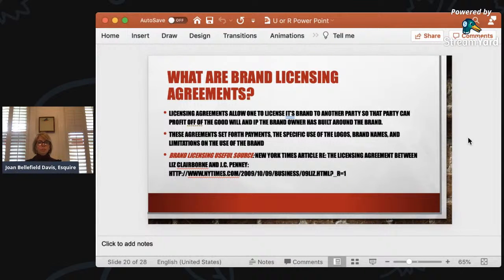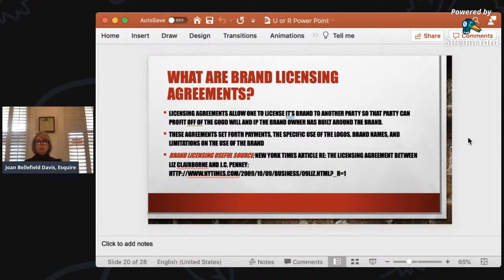There's a very useful source if you want to write down this link that's at the bottom here, brand licensing useful source. That would help you learn more about licensing. I have a client that I license a certification mark for, and basically she owns the certification mark, and companies all over the US want to use her certification mark on their items, so they pay her a licensing fee.